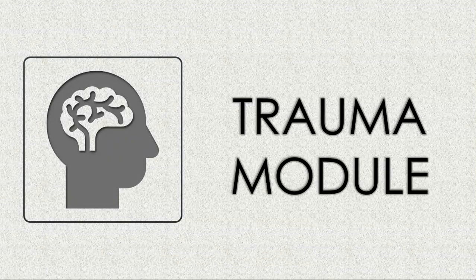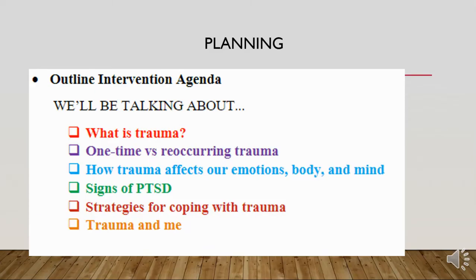And now we're going to cover the trauma module. In the trauma module, we are going to talk about what trauma is, one-time versus reoccurring trauma, how trauma can affect our emotions, body, and mind. We're going to talk about signs of PTSD, and then we're going to cover strategies for coping with trauma and what trauma and me looks like.